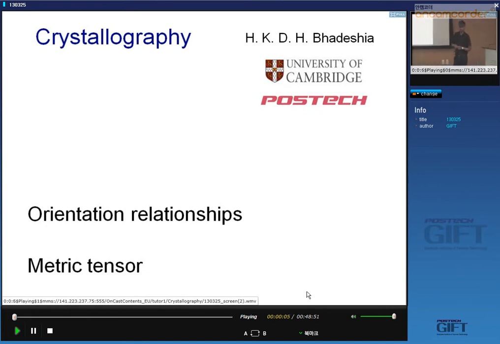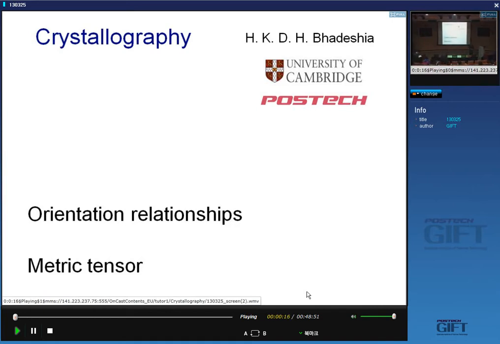Okay, I think we can make a start. I'm going to continue today with orientation relationships between crystals and also go into a particular kind of coordinate transformation matrix which allows you to take dot products in any coordinate system. It doesn't have to be just a cubic system, for example.